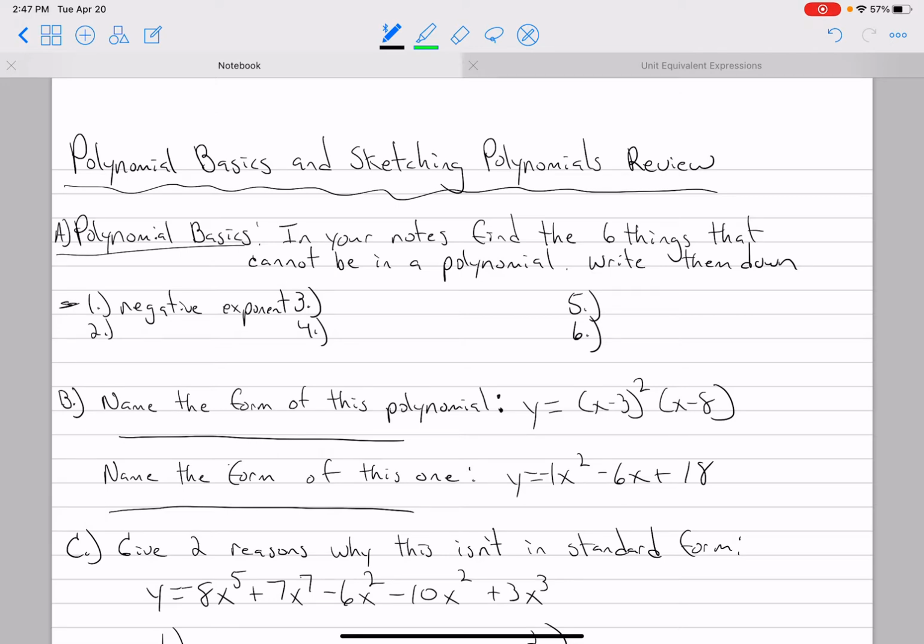You know what? I'll even give you another one. Another one of them is like you can't have x in the exponent. Now you only got to find the other 4. I'm not going to give you those answers. You're going to find those on your own.